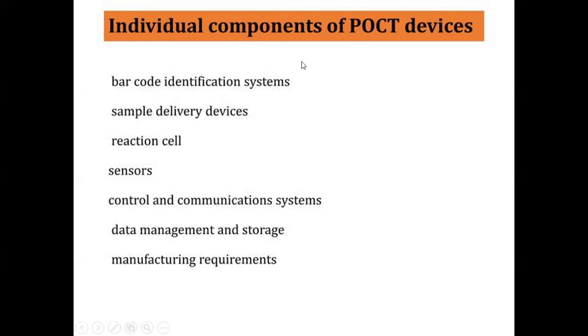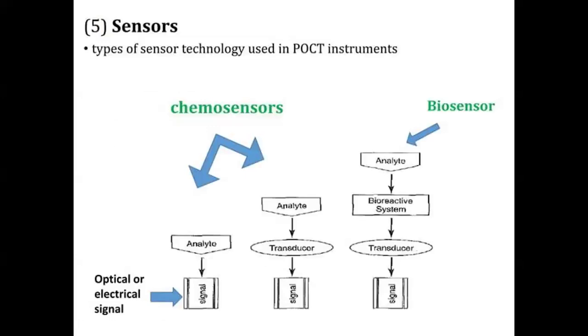Whereas the individual components of the POCT devices are barcode identification, sample delivery, reaction cell, sensors, control and management, data management, storage, and manufacturing requirements. These are some individual components that are present. And for the sensing type, there are basically two types in the market: chemical sensors and biosensors. We are concerned about POCT, that is point of care testing, only based on the biosensor.